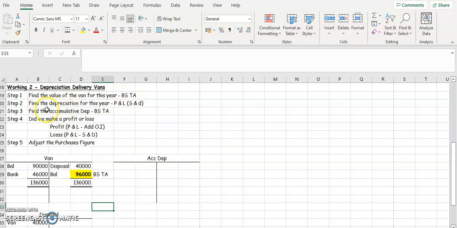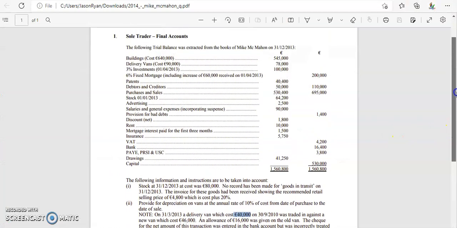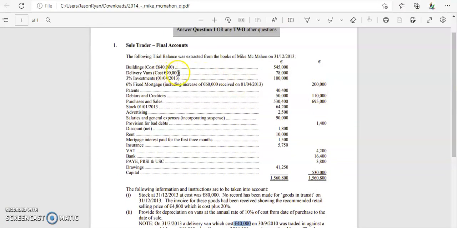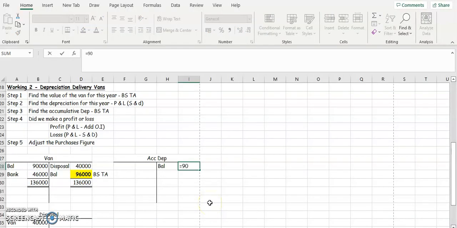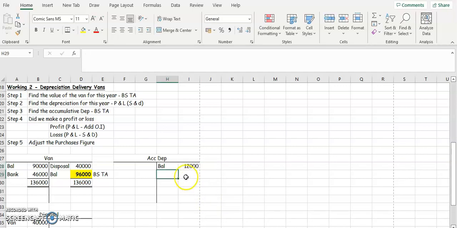Second one then, it says find the depreciation for the vans for this year. So the cumulative depreciation, we know in our balance sheet is going to be cost minus your cumulative depreciation gives your net book value. So my cumulative depreciation balance will always go on the credit side. So I'm going to go back to my trial balance, find out what the depreciation is. For my vans, my cost is 90,000. They're now worth 78,000. So the difference between the two of them is my depreciation. So 90,000 minus 78,000. My depreciation so far is 12,000 on all my vans.